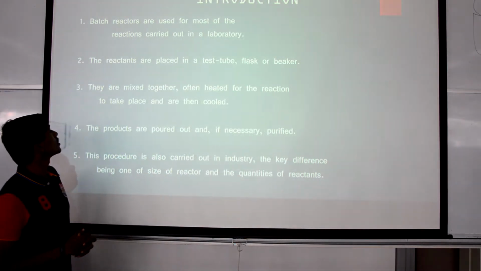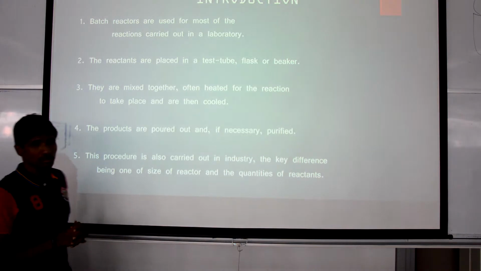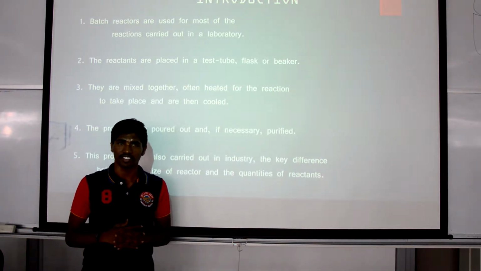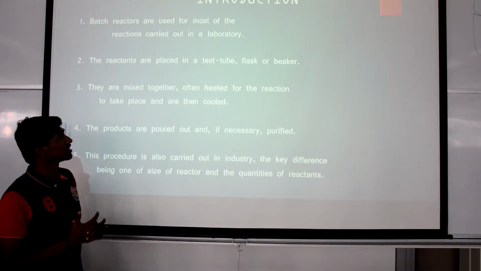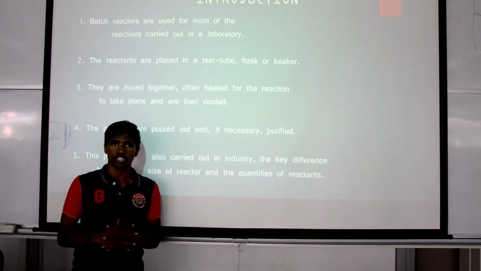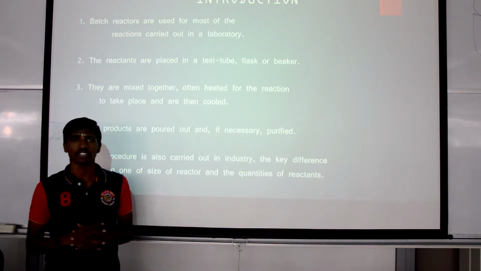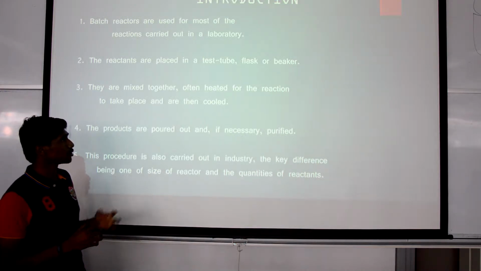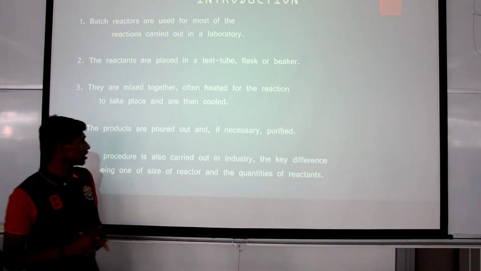As you can see here, batch reactors are used mostly for laboratory scale. Actually, batch reactors came from a laboratory scale itself, whereby the reactors are placed in a test tube or flask or beaker, heated or cooled in the beaker. The reaction is done in the beaker itself. After the reaction has occurred, the reactants and also the product will be poured out.